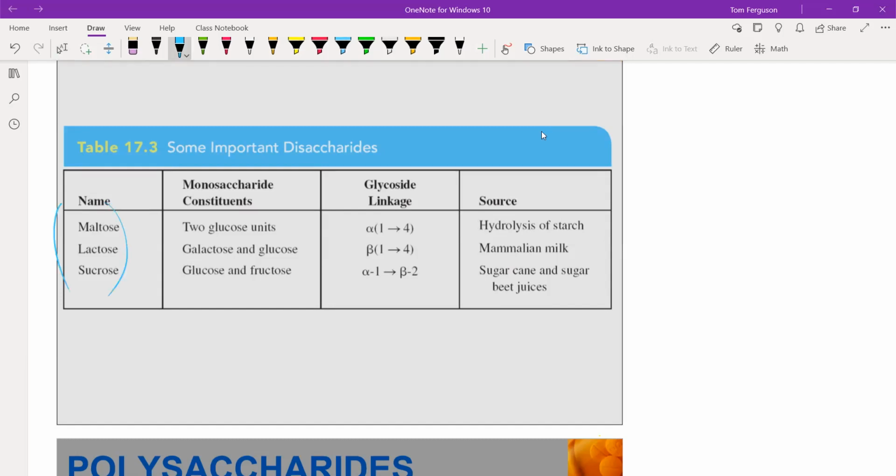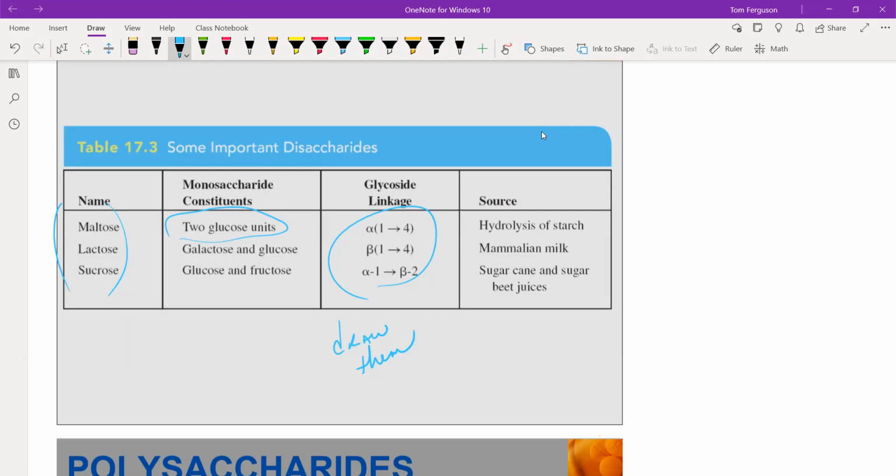So these are the 3 disaccharides you need to know. They all contain glucose and something else, either another glucose, or galactose, or fructose. And you need to know the linkages as well, and draw them.